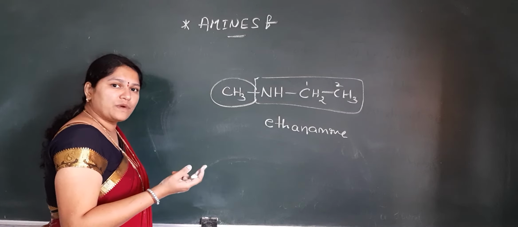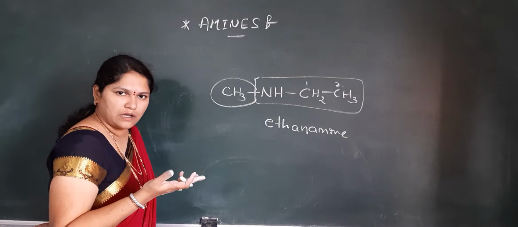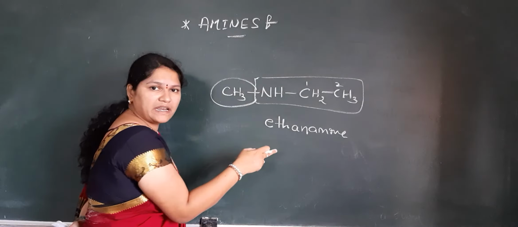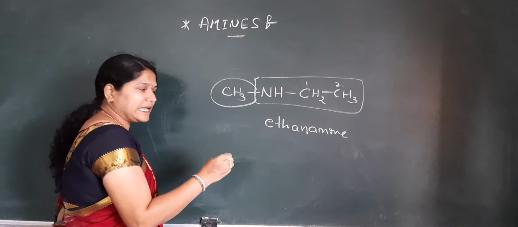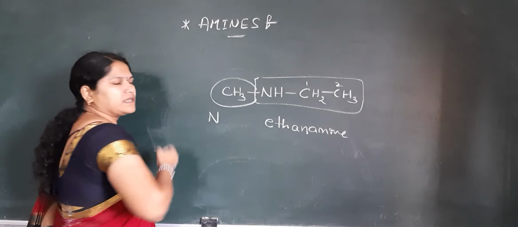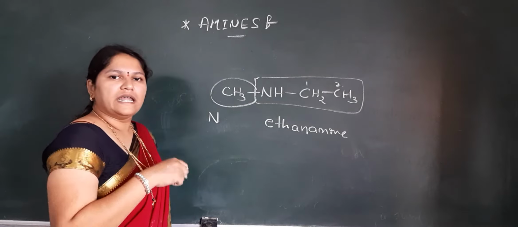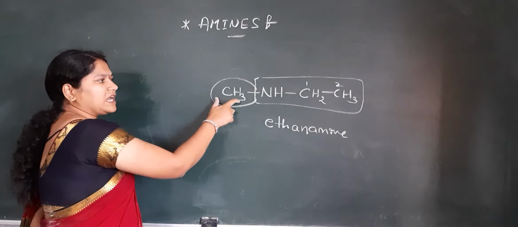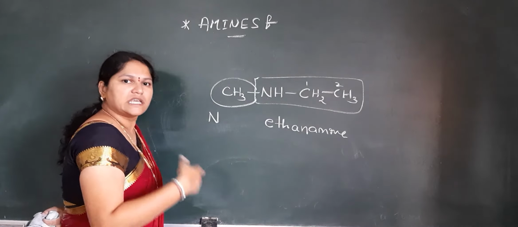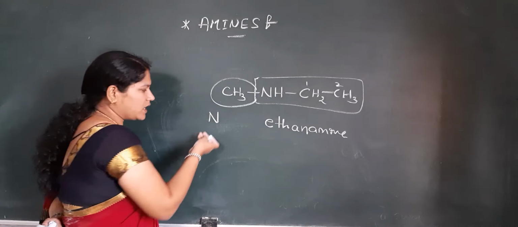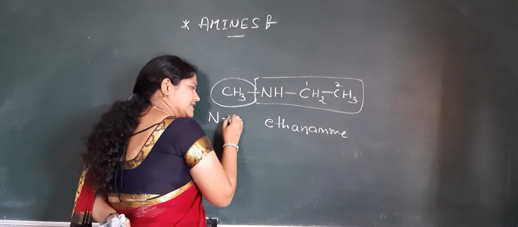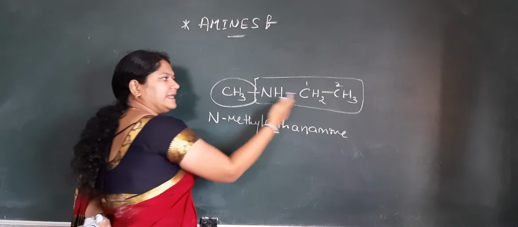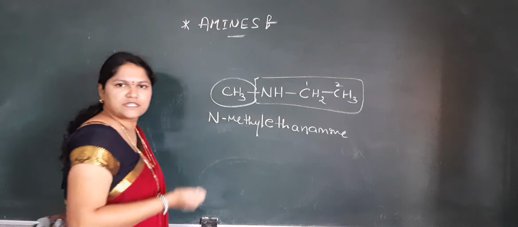Therefore, when we mention it, we have to indicate the position, not with 1, 2, 3, 4. Since the methyl group is attached to the amine functional group, we have to indicate capital N. Capital N represents that the methyl group is attached to the NH amine group. So it is N-methyl. N-methyl ethane amine is the name of this compound.